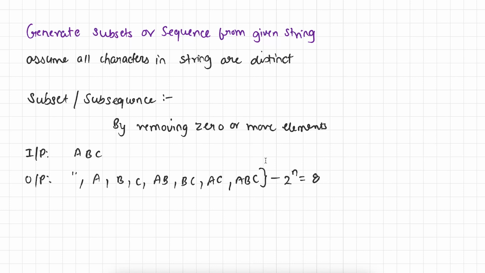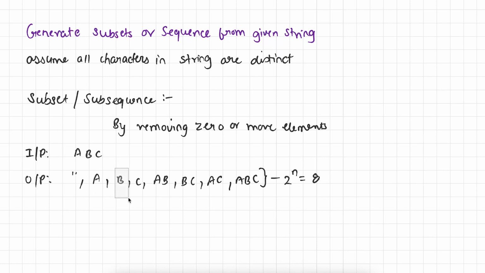So how are we going to compute a subset or subsequence of any given string or any given elements? We can compute a subset or subsequence by removing 0 or more elements from the string. Let's understand this problem with an example. Here we are given the input ABC. There are 3 characters in this string. After removing 0 or more elements, we get a blank string. This is a subset. And if we remove B and C, we get A. This is also a subset or subsequence.